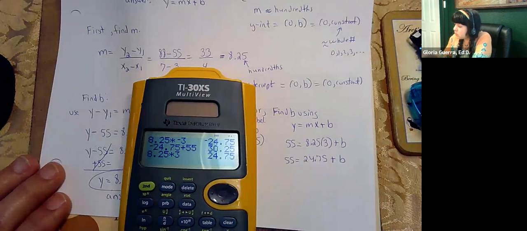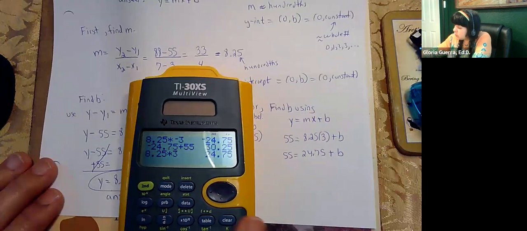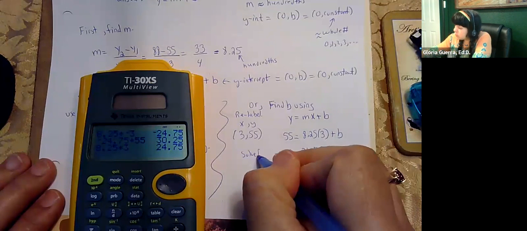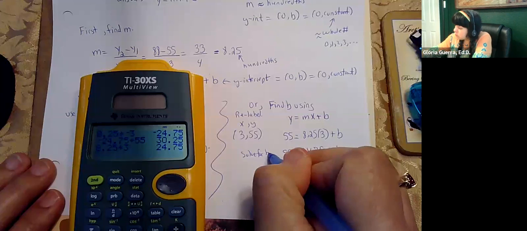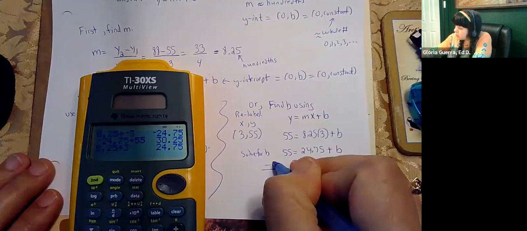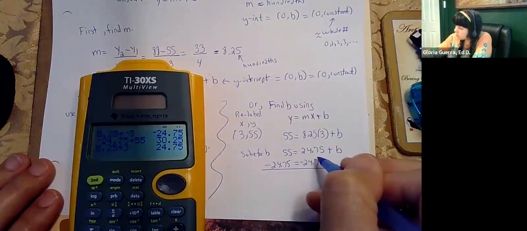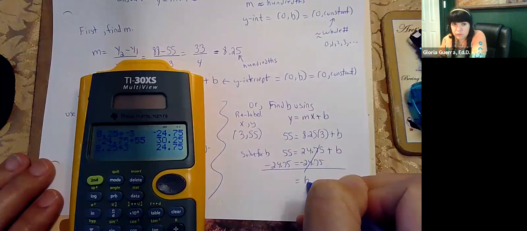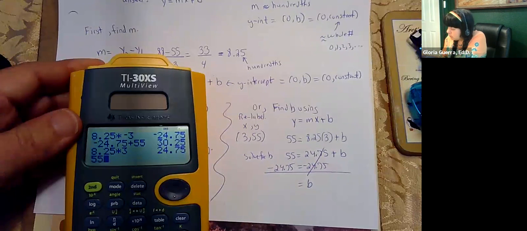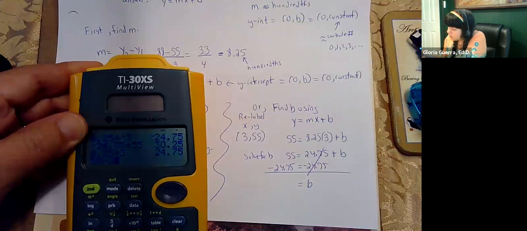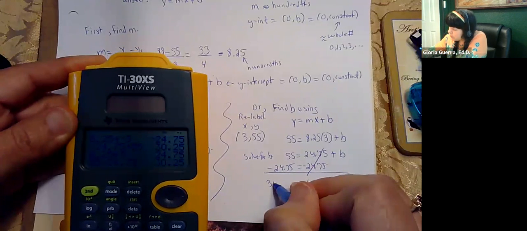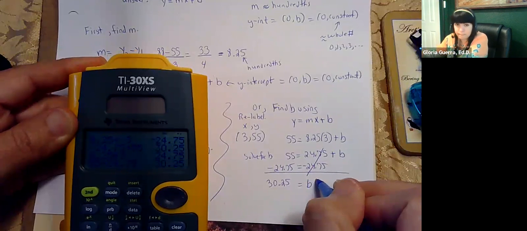And then you gotta solve for b, right? So here you're solving for b. So then you subtract 24.75 and that falls out. So you have 55 take away 24.75, which is 30.25. There's your b.